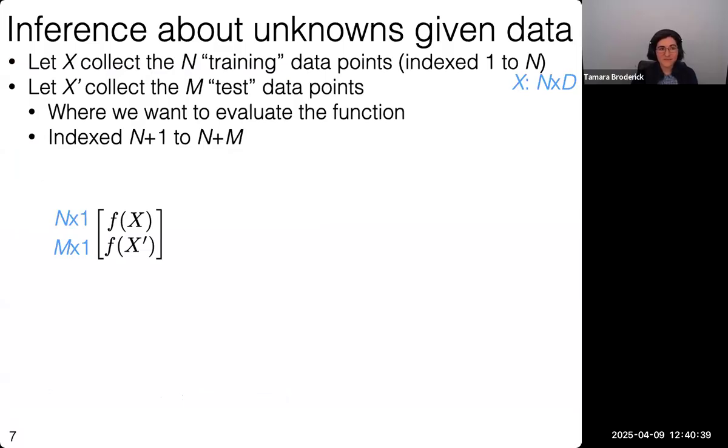Great. So let me go back over this. We have capital X. We have capital N training data points. Each one of them has size D. So we have X in an N by D matrix. We have our capital M test points where we want to be evaluating this. We want to be saying, here's where we're doing our prediction. And so we can think of this as, we know the value of F at capital N points. We want to know the value of F at these capital M points.